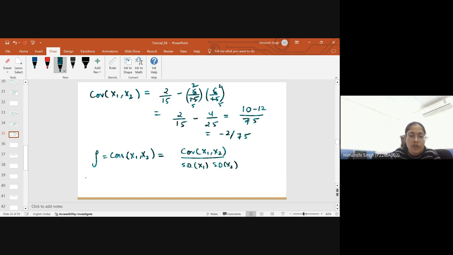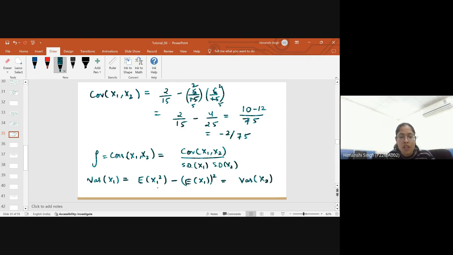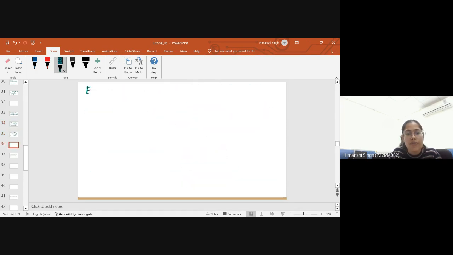Now in order to find out the variance of x1, we should have expected value of x1 square minus expected value of x1 whole square, which will be equal to variance of x2, because x1 and x2 have the same PMFs. Now expected value of x1 square we need to calculate, because we have not calculated that. So that will be 0 if x1 is 0, into probability x1 equals 0, plus 1 into probability x1 equals 1.